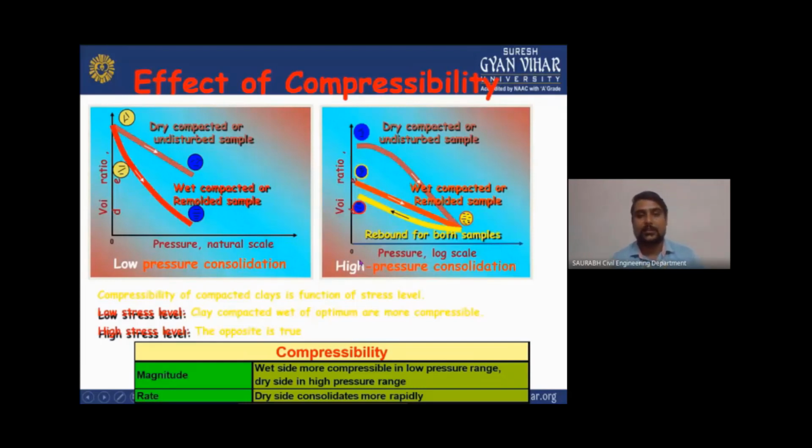Now we can see here the effect on compressibility due to the pressure which we use during the compaction. In magnitude, the wet side is more compressible in the low pressure range, and the dry side in the high pressure range. And what will be the rate? Dry side consolidation will be more rapid. As you can see, these are the two graphs which are showing the relation between pressure on a natural scale and void ratio. And this is for the low pressure consolidation, and this one is for the high pressure consolidation.